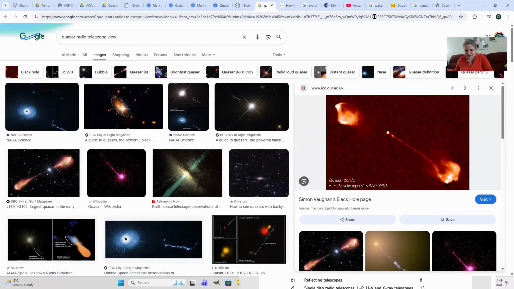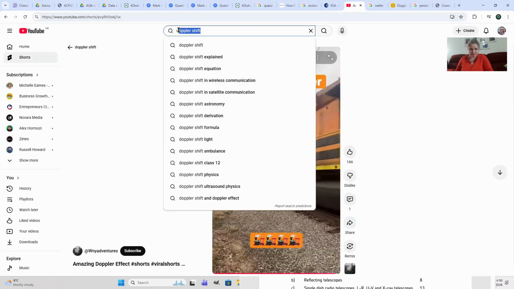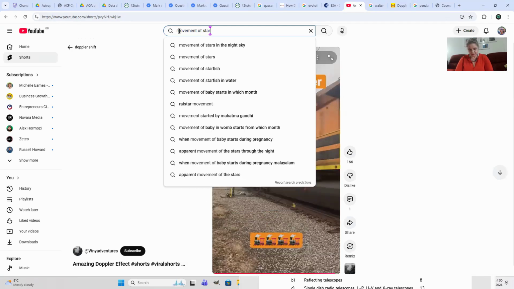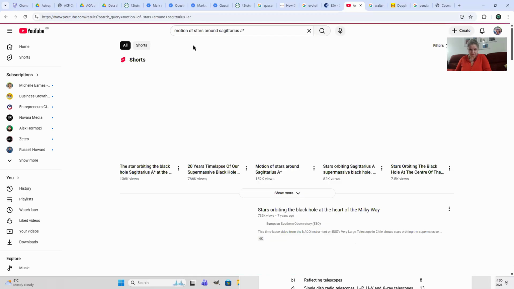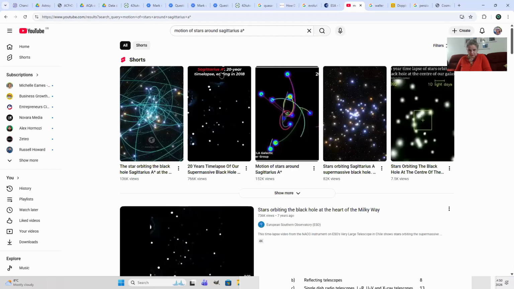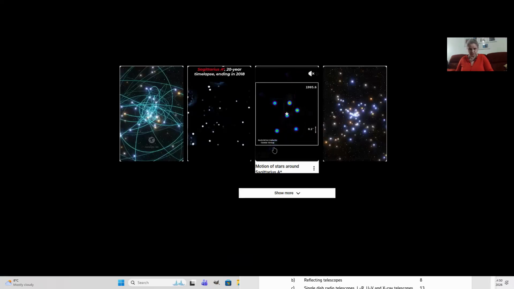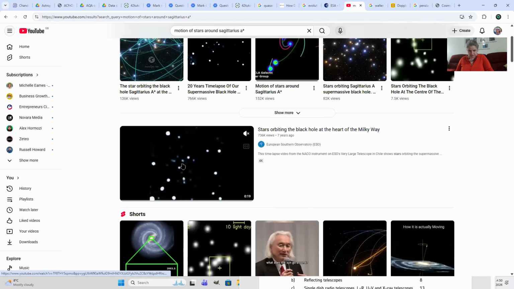Okay, I'd like to show you while we're here. Let me put in here, instead of Doppler shift, movement of stars around Sagittarius A star. Okay, so I didn't mean to do that. What's going on? Whoa, that was weird. Let's look at this one.